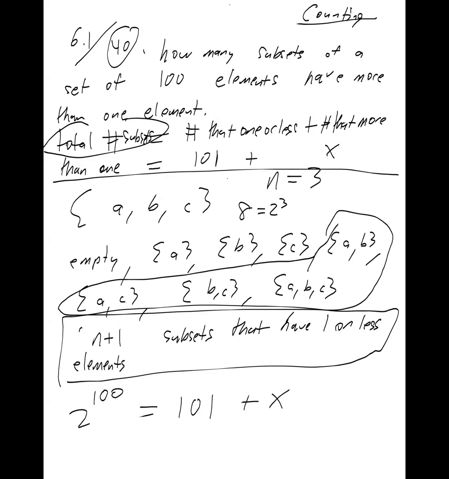Subtract it. Yeah, so the answer is 2 to the 100 minus 101 equals x. Like that. So that's the solution. There's 2 to the 100 minus 101 subsets in a set of 100 elements that have more than one element in them. Okay, that was pretty cool.